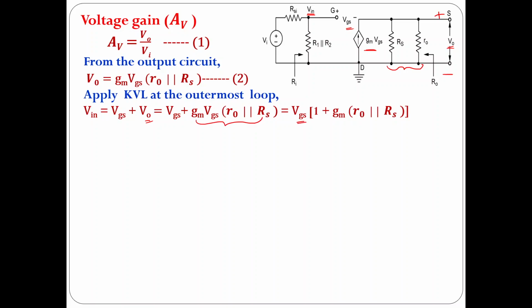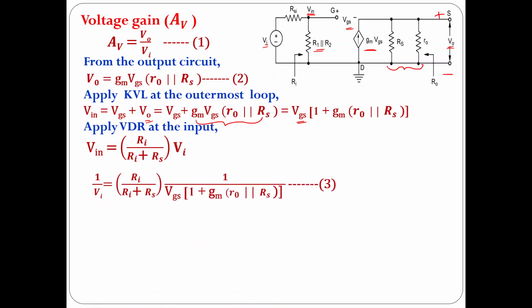But our intention is to determine Vi, not Vn. So apply the voltage division rule at the input circuit. Vn is equal to, the total voltage is Vi, the same branch resistance is R1 parallel with R2 and the opposite branch is Rsi. Apply this and write it down. So what I get? Vn is equal to Ri divided by Ri plus Rs into Vi. Now rearrange the terms and find out 1 by Vi. So I have obtained 1 by Vi. At the same time, I have replaced the Vn expression by this one. Both things I have done in the same step.